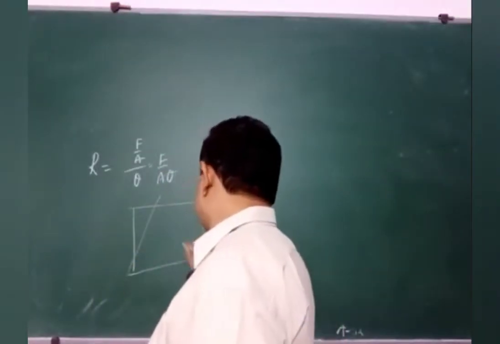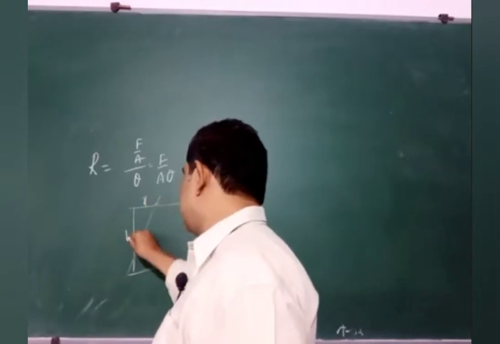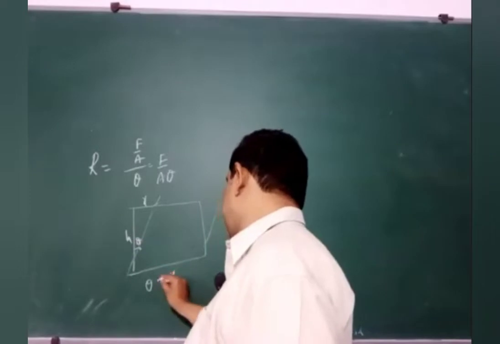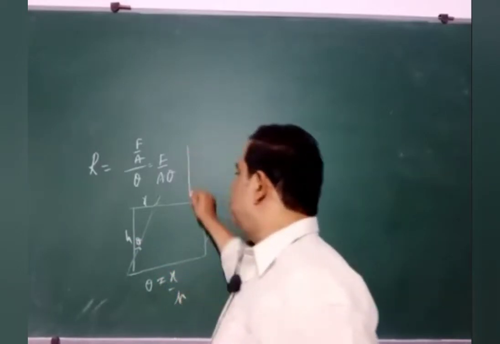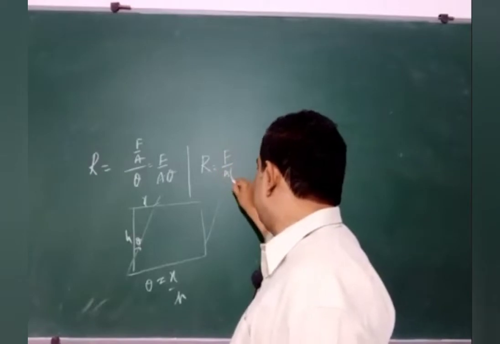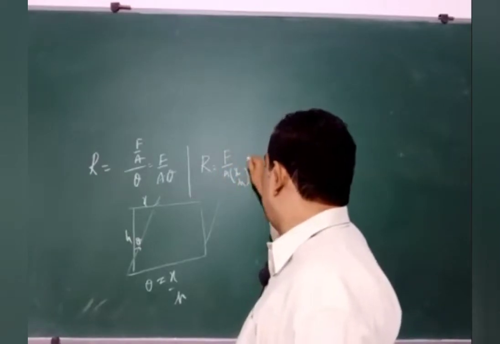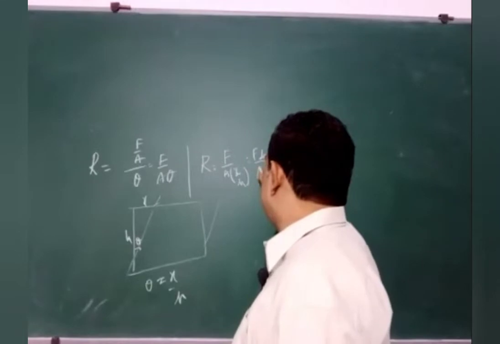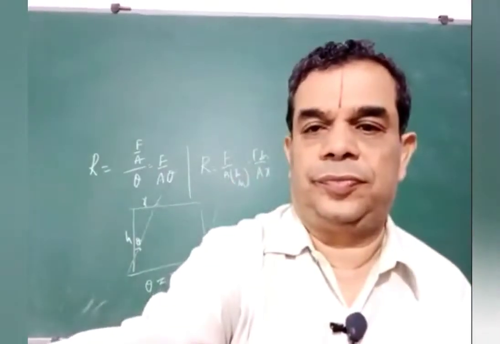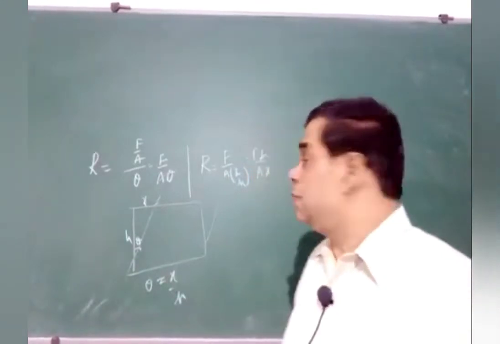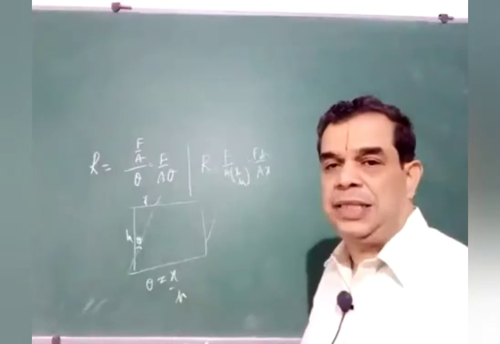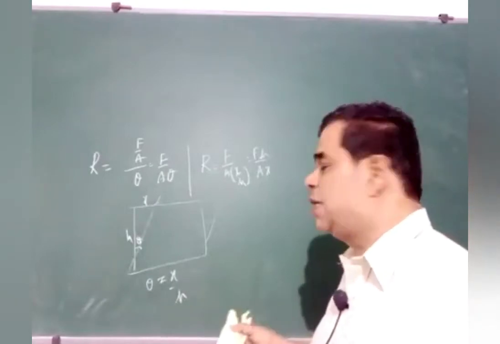So if this is the shape, then this is X, this is H, this is theta. Then theta equals X by H. Therefore, we can simply write rigidity modulus as F H by A X, or F H by A X. That is the thing. So this is the idea of rigidity modulus or shear modulus.